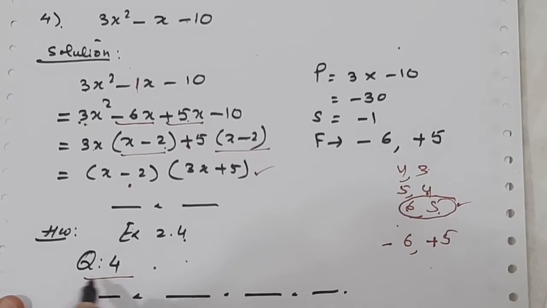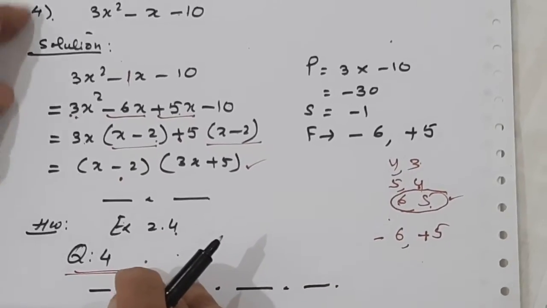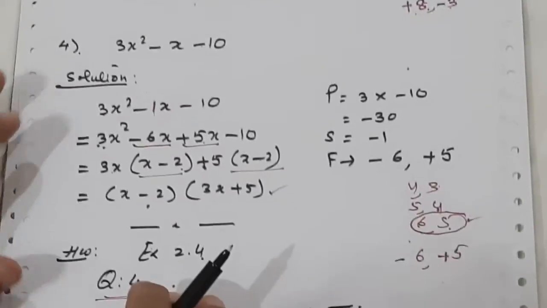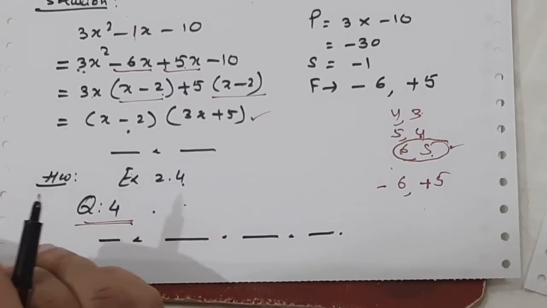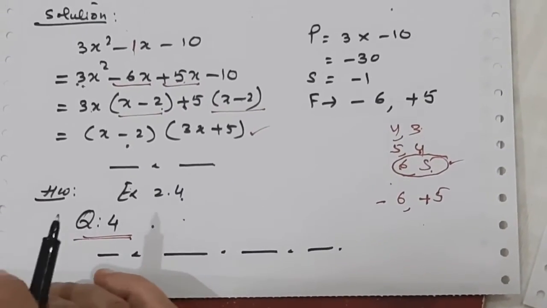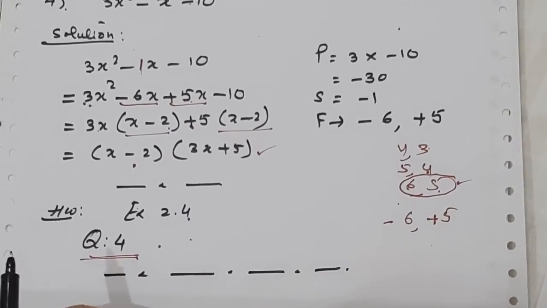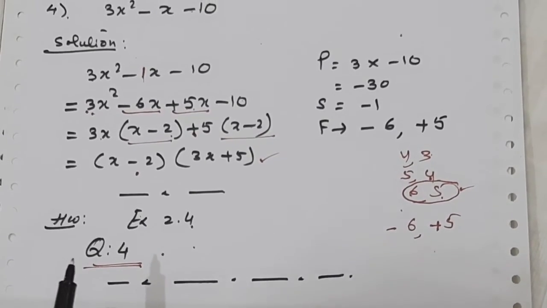Now these types of examples are given in your exercise 2.4 of the CBSE NCERT book, and question number 4 is based on today's example. So guys, I have completed factorization of quadratic polynomials in part 1 and part 2. Okay, thank you.